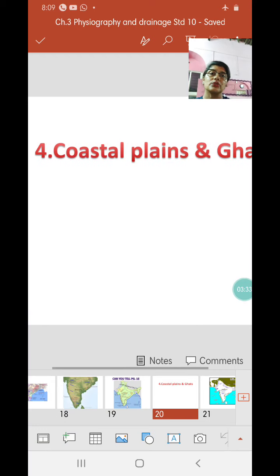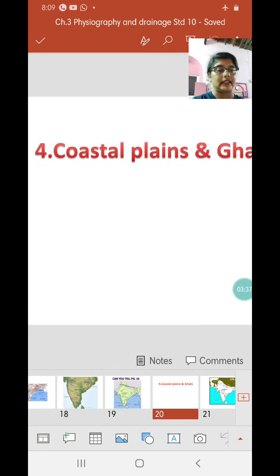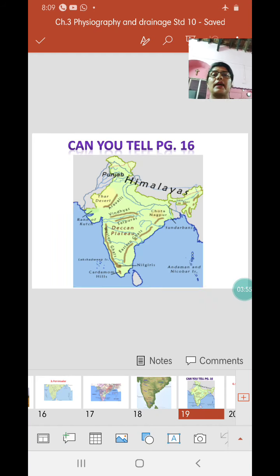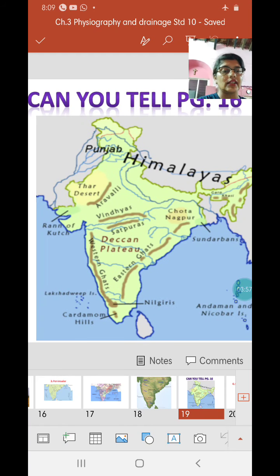Now we need to understand there is an activity here on page 16, which we need to complete on the basis of figure 3.1. So you have to refer to your map, that is 3.1, and answer the following questions. Just a minute, we'll have to take our previous map here. The first question is, in which direction do the Aravallis lie?